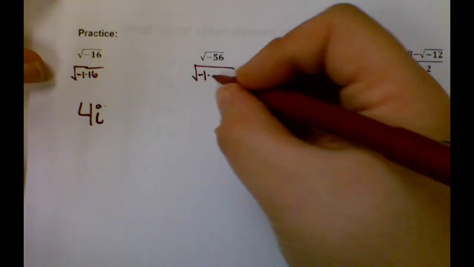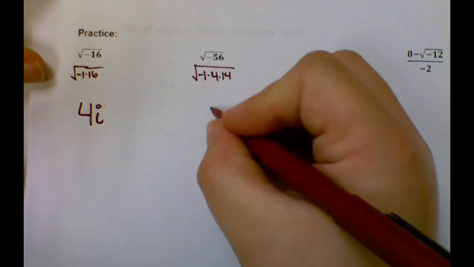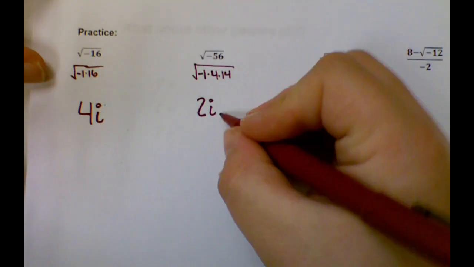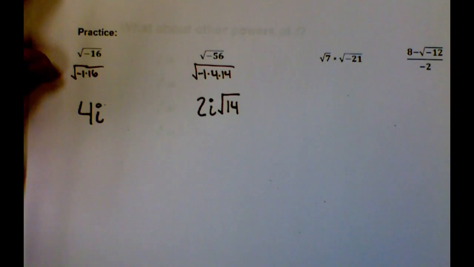Well, 56 could be 4 times 14. The square root of negative 1 gives me an i. The square root of 4 gives me a 2. And the square root of 14 is stuck. There's our answer, 2i square root 14.